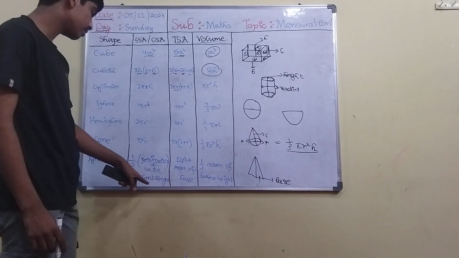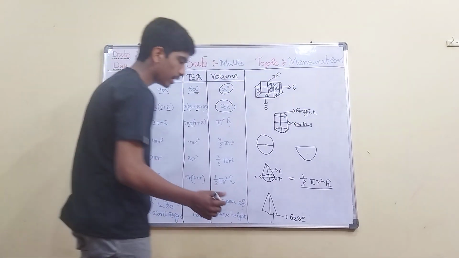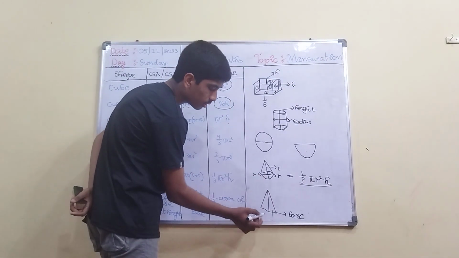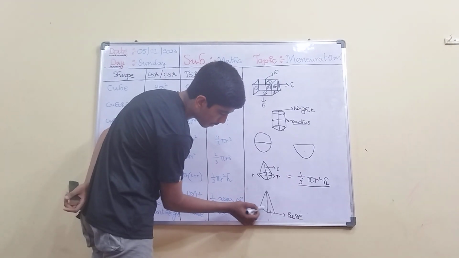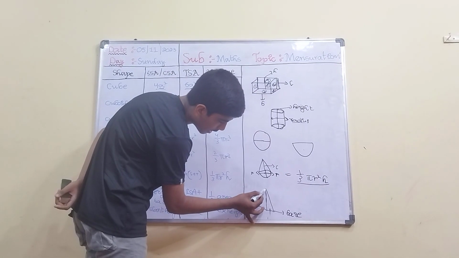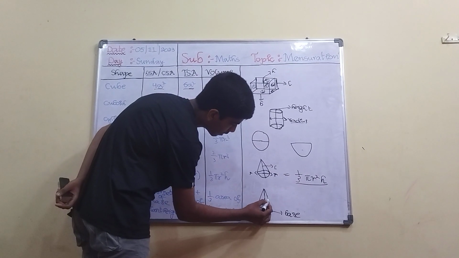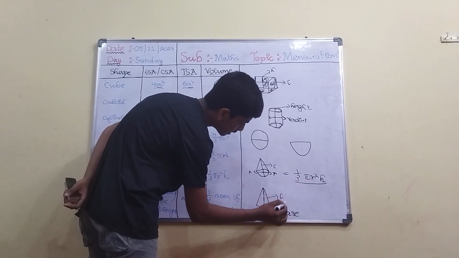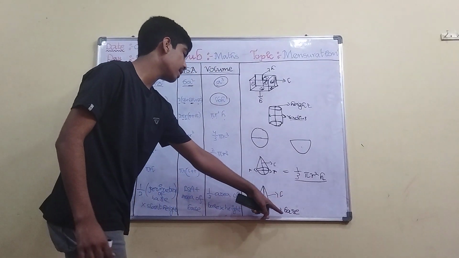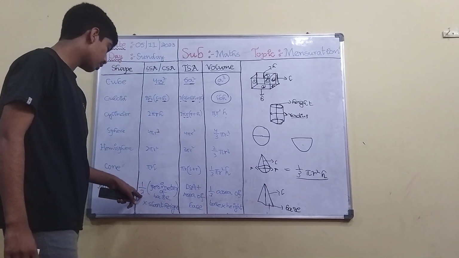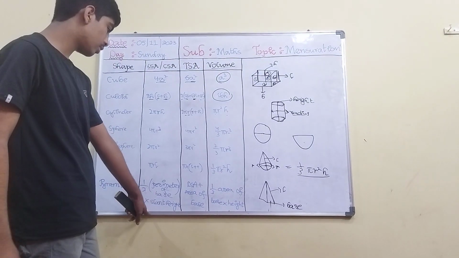Perimeter of base into slant height. What is slant height? L. We should not take the whole height. This is the height of the pyramid. We have to take only slant height. This is the L. L means slant height. This is the base and this is the slant height. So the formula is half perimeter of base into slant height.